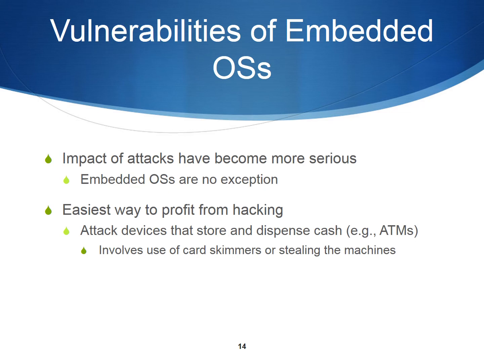Vulnerabilities of embedded operating systems. The impact of attacks has become more serious, and embedded operating systems are no exception. The easiest way to profit from hacking is by attacking devices that store and dispense cash, for example, ATMs. It typically involves the use of card skimmers or stealing the cash from the machines directly.